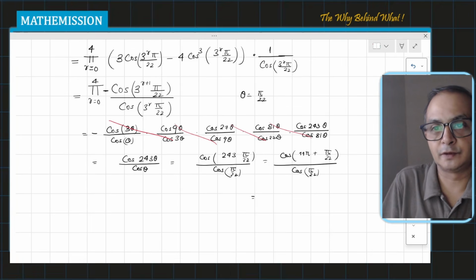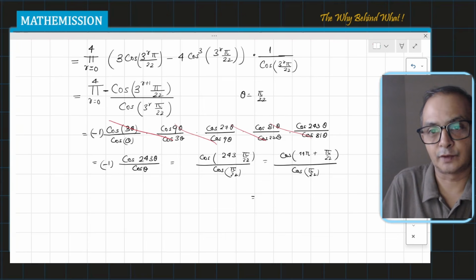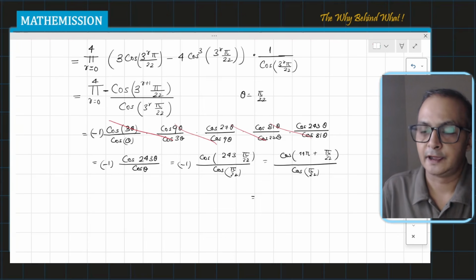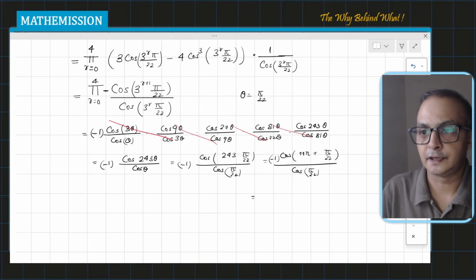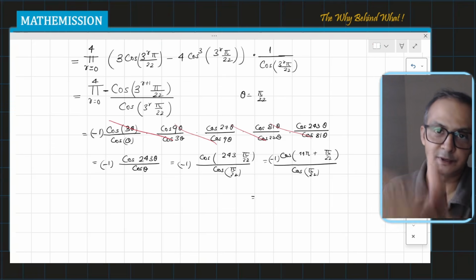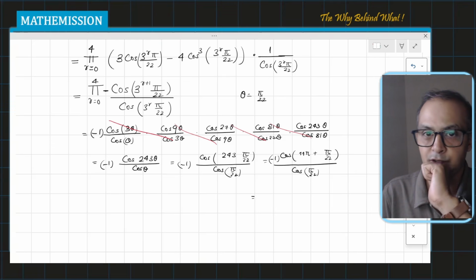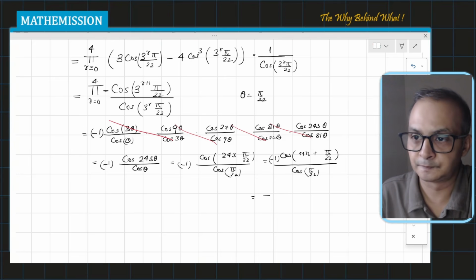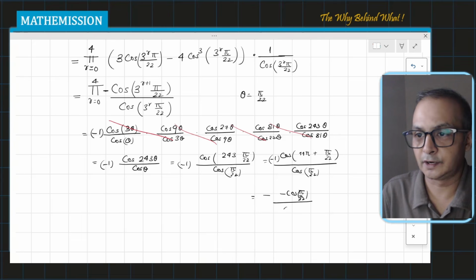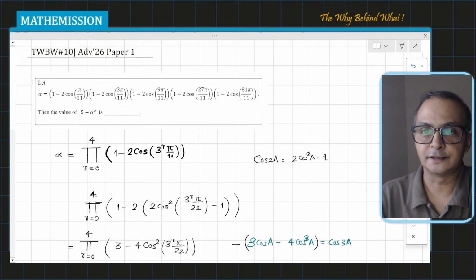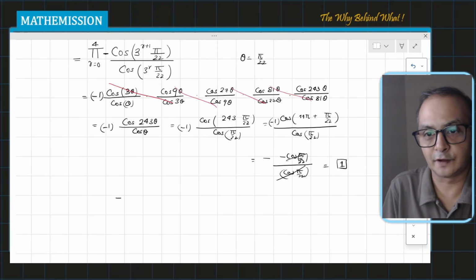So the one minus will be remaining there, and there's a minus 1 here, minus 1 here. And now cosine of 11 pi by 12 is cos of pi plus theta, so it will go in the third quadrant, and so this will become minus cosine pi by 12. And the denominator is already inviting to get cancelled, so we can cancel this, and that will give you the value 1. And so our answer is 5 minus alpha square. So alpha value is already 1, so the answer is 4.